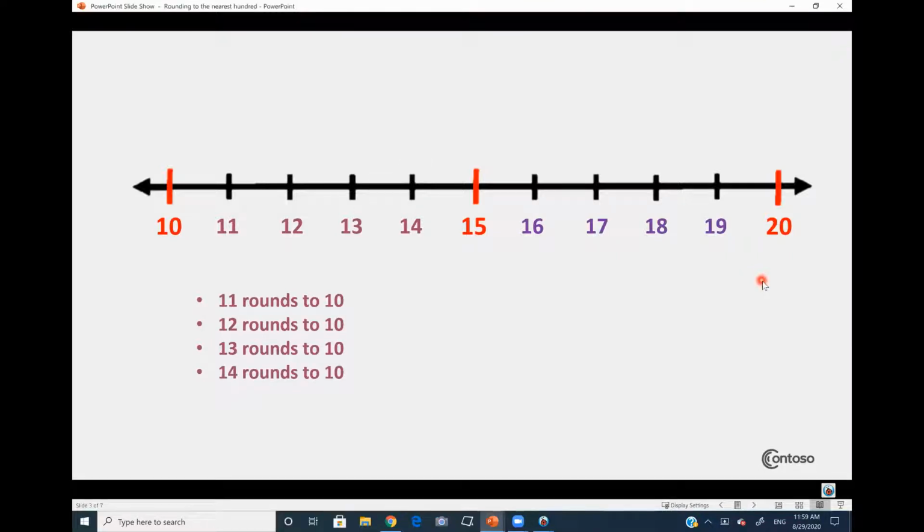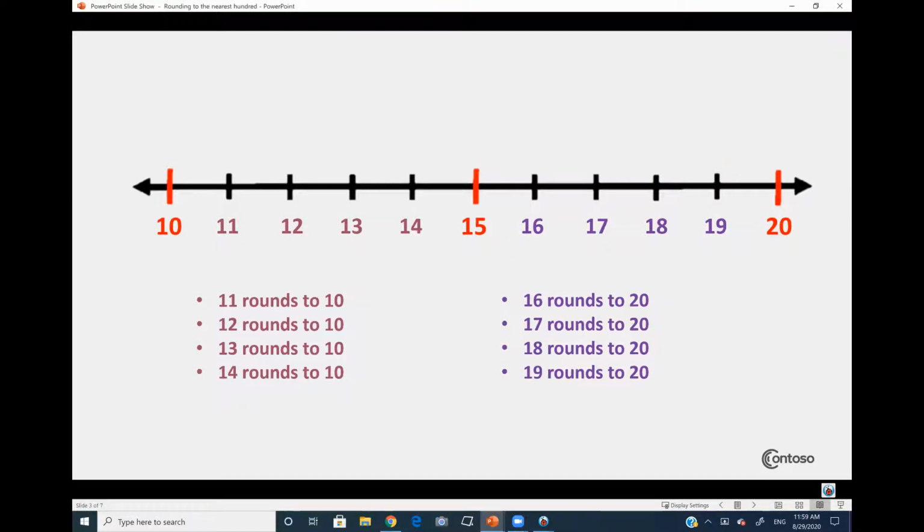Now, what happens if I place this little doggy on the number 16? If you can notice, 16 is closer to 20 than to 10. So when I round 16 to the closest 10, it's going to be 20. So I can tell that 16 rounds to 20. The same is going to happen for 17. It's going to round to 20. 18 is going to round to 20. And 19 is going to round to 20.